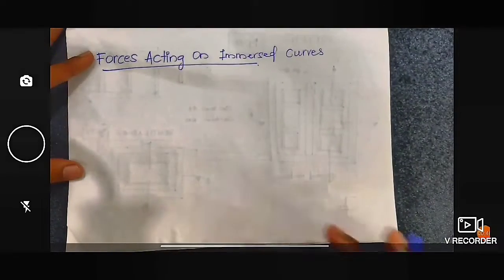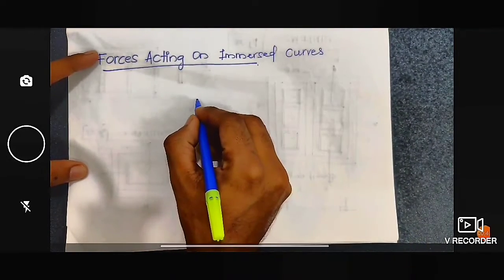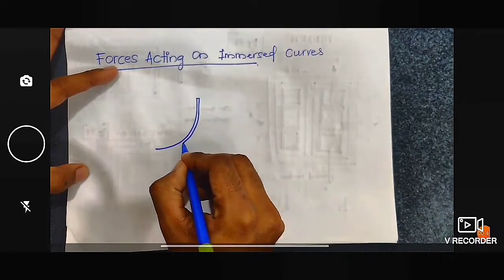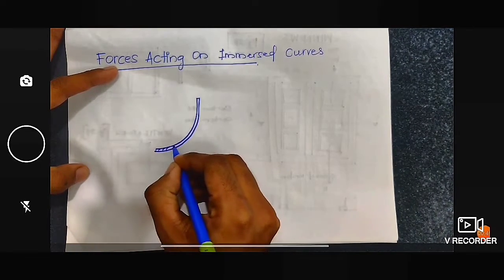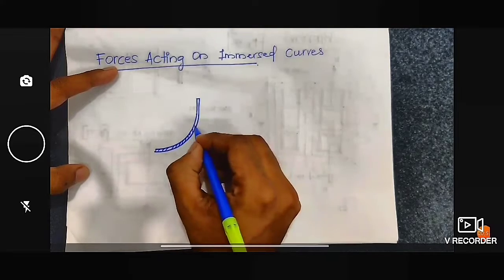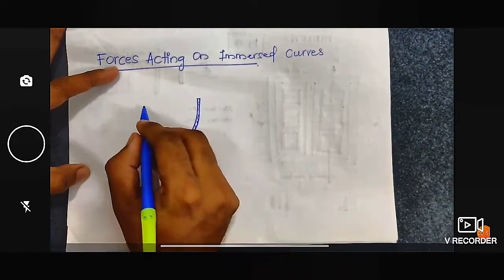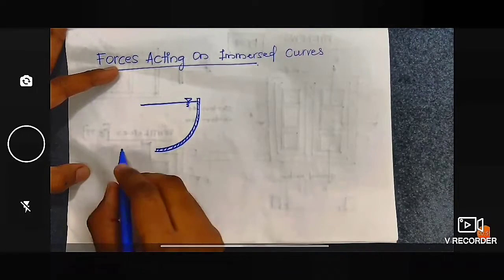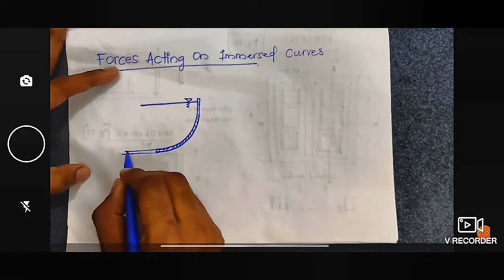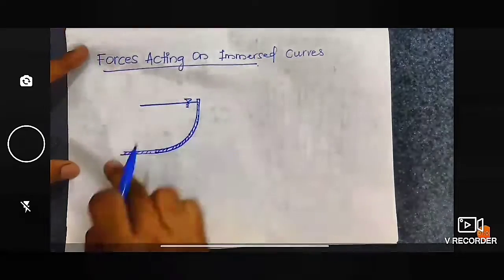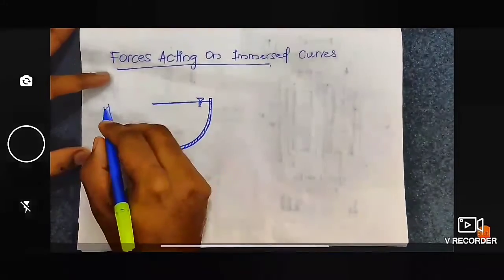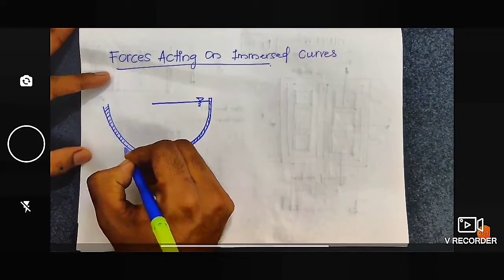So for example, if you take any curve like this, just assume that this is the curve that you have got, and it is holding water up to this much height. This is part of a container. Just say, for example, the container is like this. So you have got a container like this.